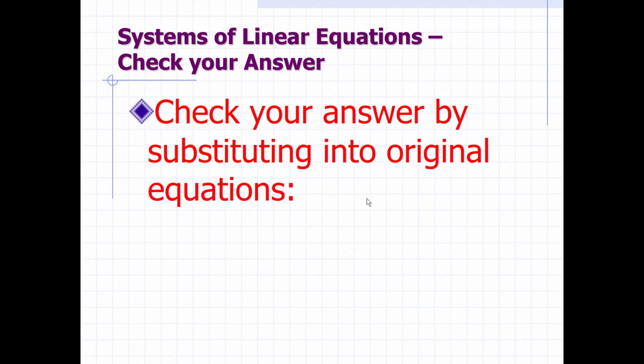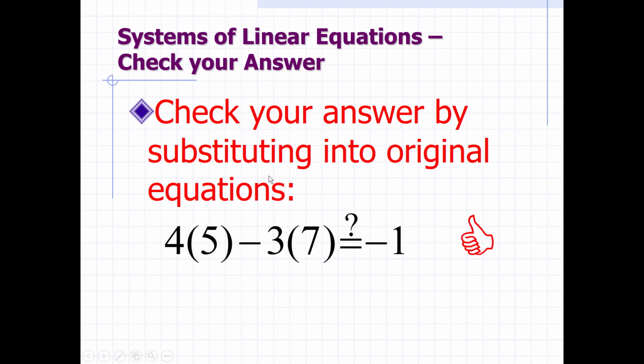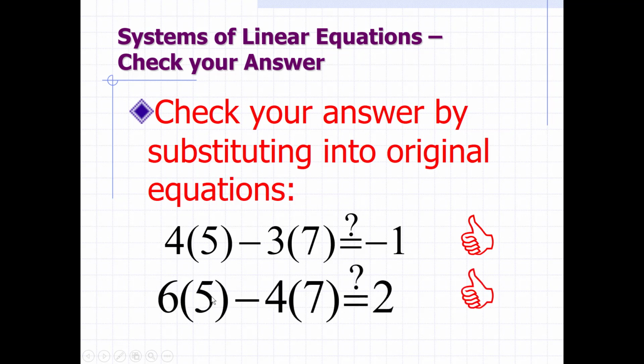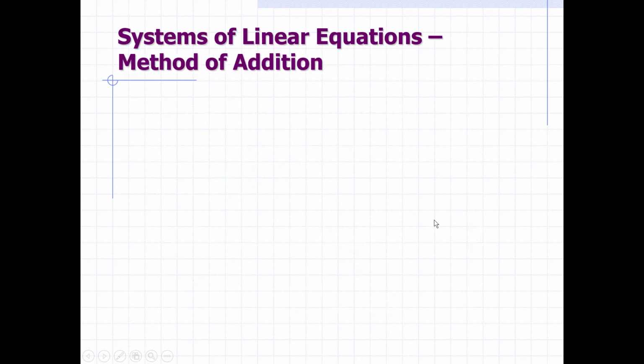Once you get your answer, you should check it. Make sure that you stick your answer for x and y back into the original equations to make sure that they work out. So I substituted 5 and 7 into the first equation, and it checked out. And I substituted 5 for x and 7 for y into the second equation, and it also checked out. So now we're sure that this is the answer.